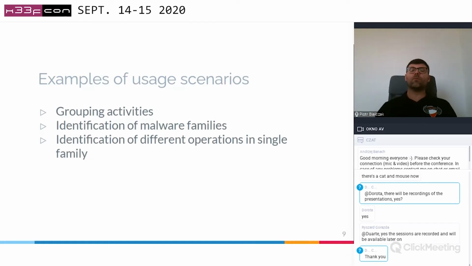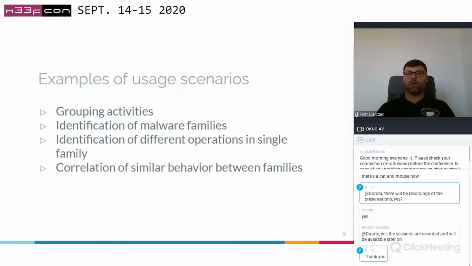Fingerprinters can also provide identification of different operations of a single malware family. For example, if we want to identify which request is for C&C and which is for information about IP or a connectivity check, fingerprinters can provide that info. Also, if families have, for example, one ancestor, then you can correlate some similar behaviors and provide information that these two families are somewhat similar.